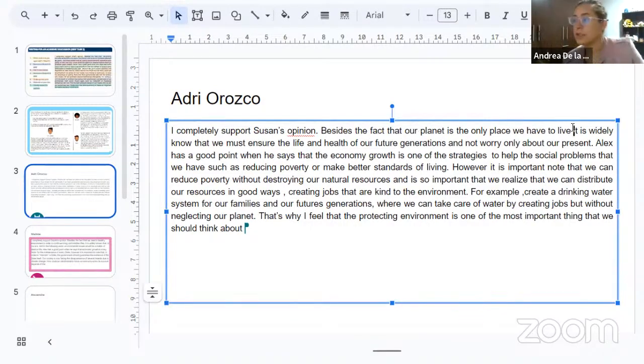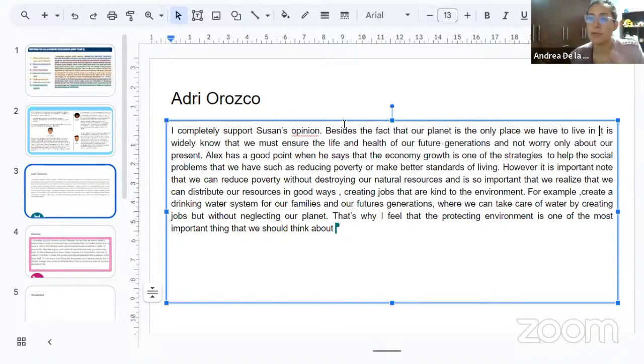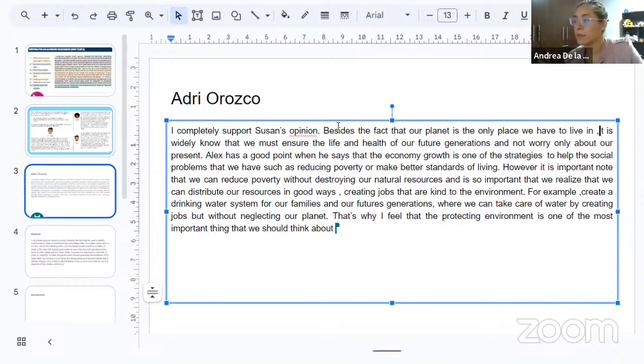Remember that after this first clause, after you summarize student A's main reason, you need to use a comma because it's a compound sentence and you are joining two different clauses, an independent and a dependent clause. So you do need to use a comma before you introduce your reason, after you have summarized student A's reason. So besides the fact that our planet is the only place we have to live in, it is widely known that we must ensure the life and health of our future generations. Okay, good. And not worry only about our present.